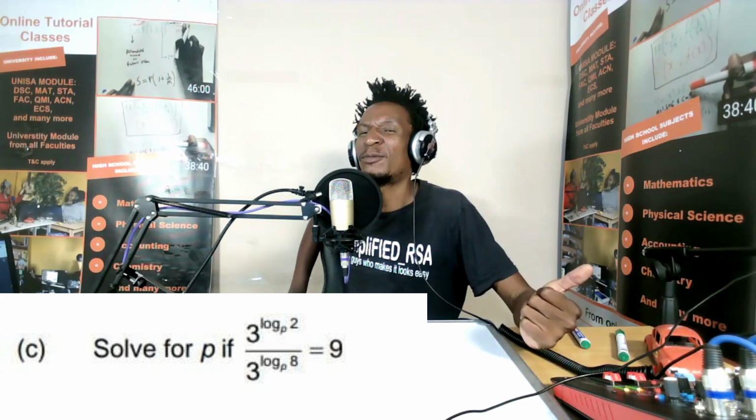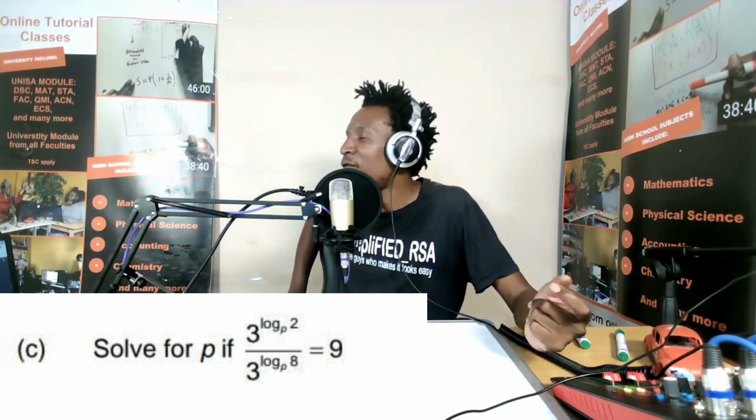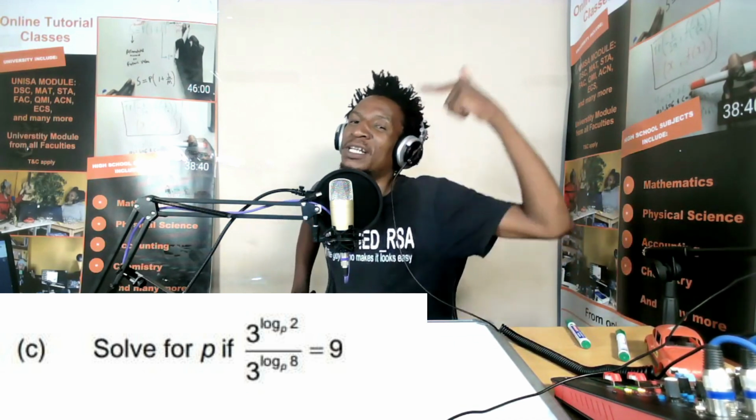So solving this one, man, you just have a combination of logarithm and exponents. And I always say logarithm and exponents go hand in hand. Whenever logarithm fails, exponents take over.